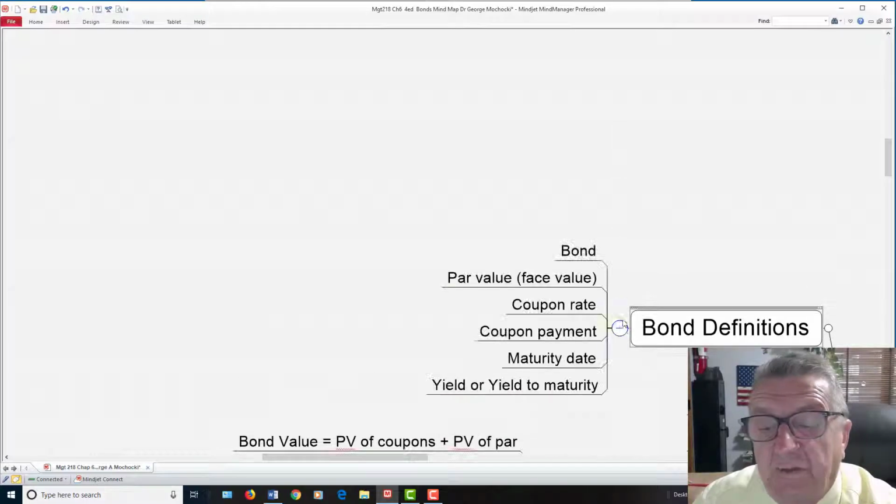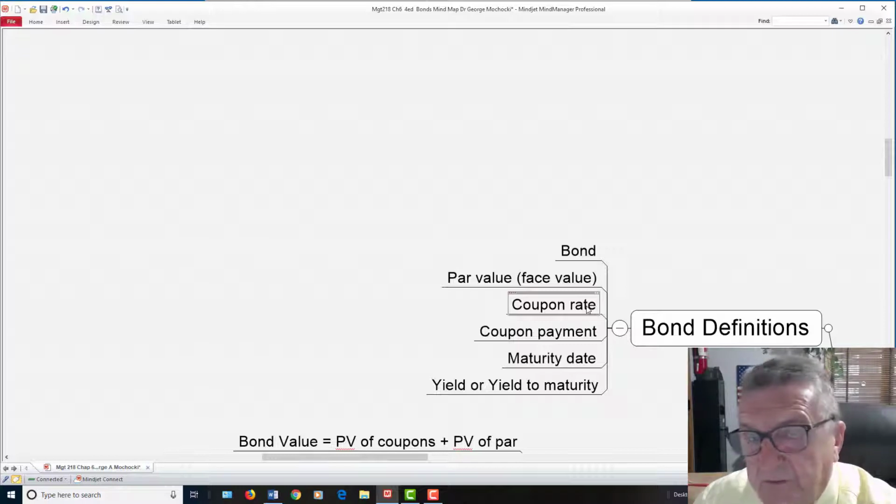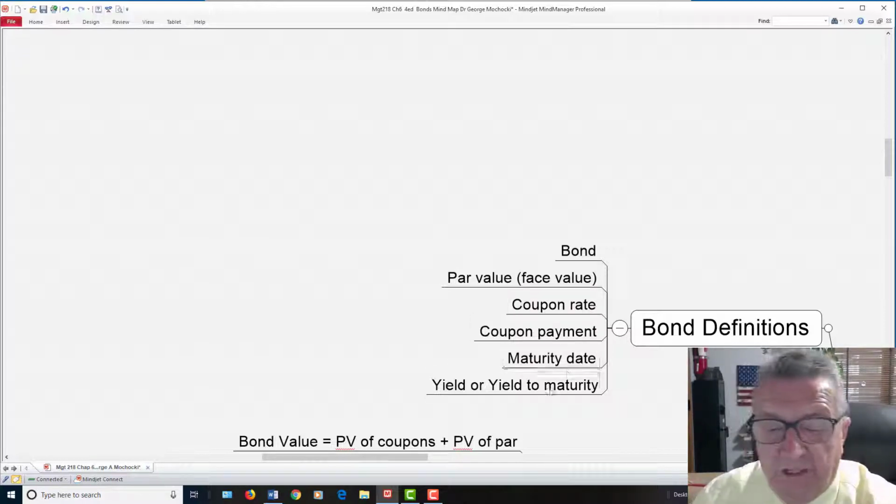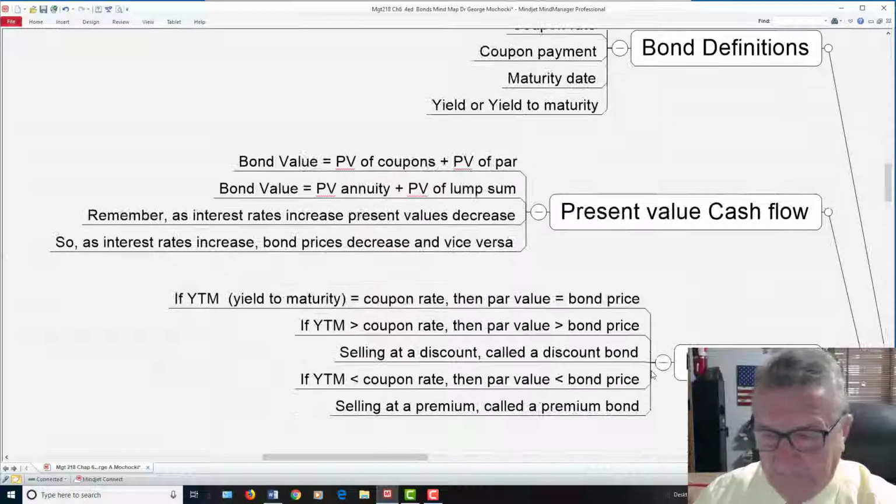Okay, and the last one, bond definition. What's a bond? Par value, face value. Coupon rate is how much I'm paying back to somebody else. Maturity date, when do I collect my full money back? And yield to maturity.